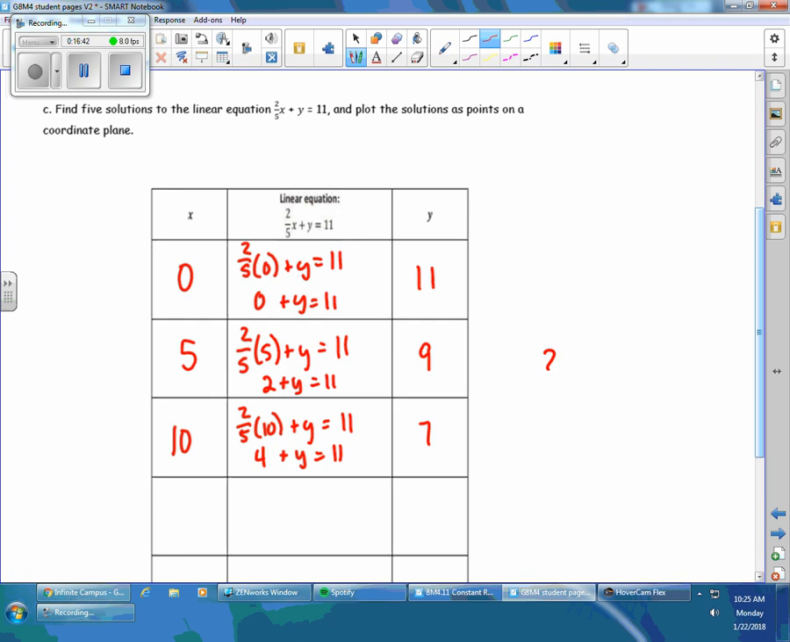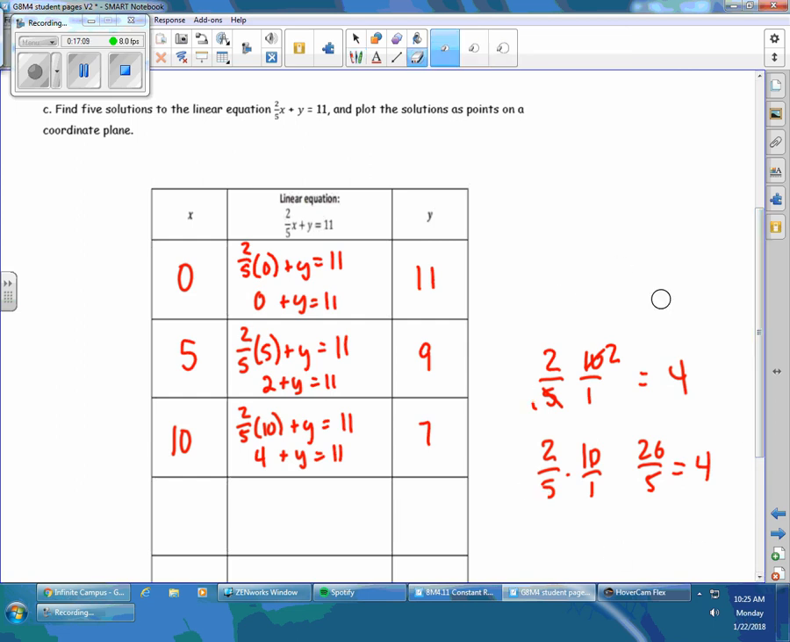When I did 2/5 times 10, it would be 10 over 1. I could do the reducing here and just have 2 times 2. That's what I did. Or I could do it like this: 2/5 times 10, 2 times 10 is 20, divided by 5 equals 4. So either way, I'm going to get 4. It's just a matter of your comfort level with dealing with fractions.